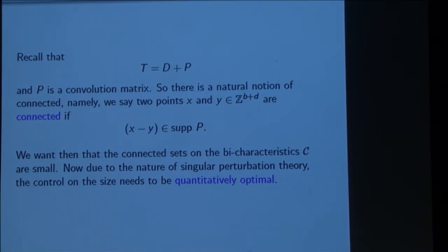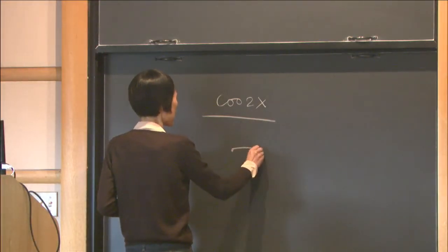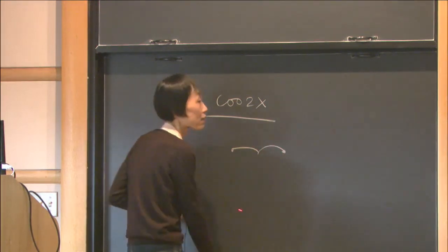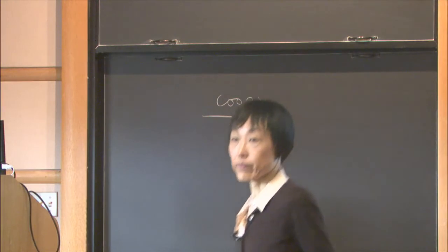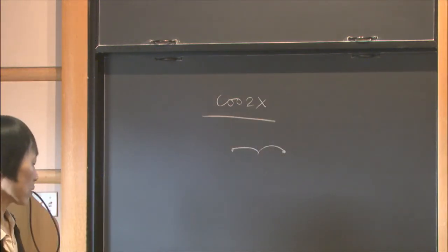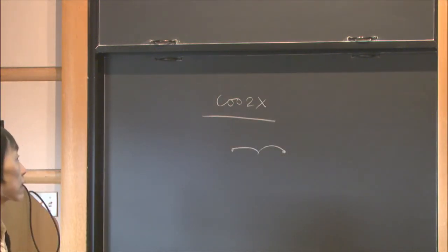For example, the discrete Laplacian. In my example, I have the convolution P. There's a term cosine 2x, right? So you have a site, you jump two sites. This is connected. So you have a very natural notion of connected.